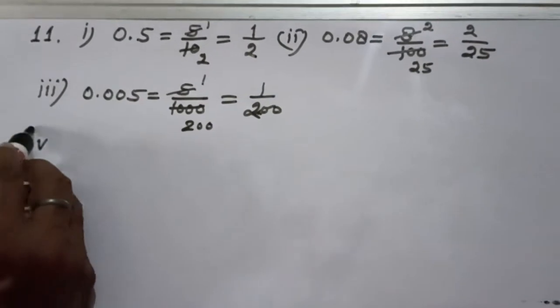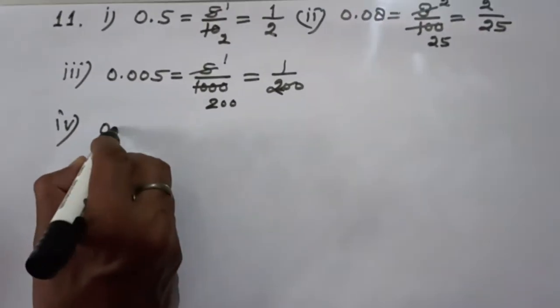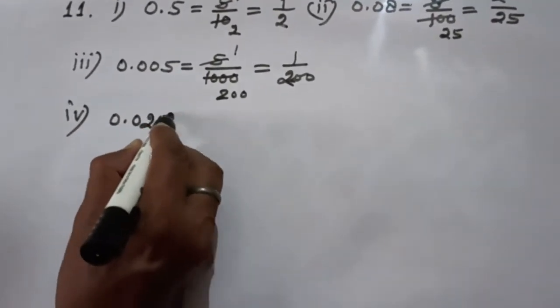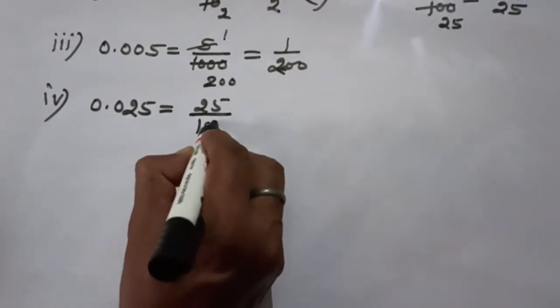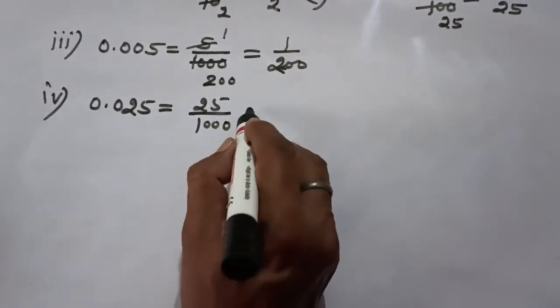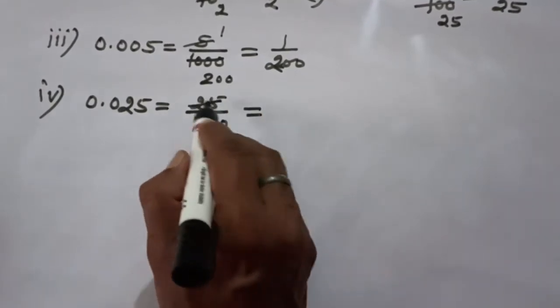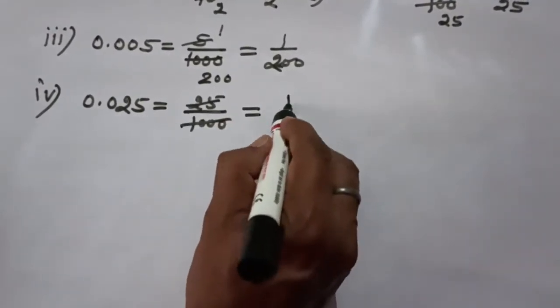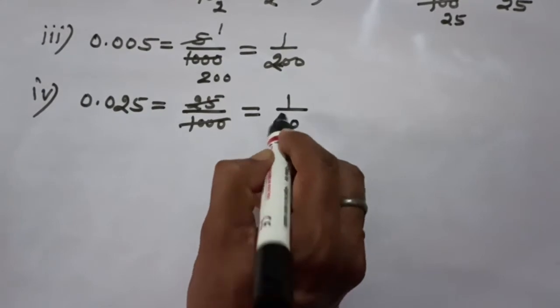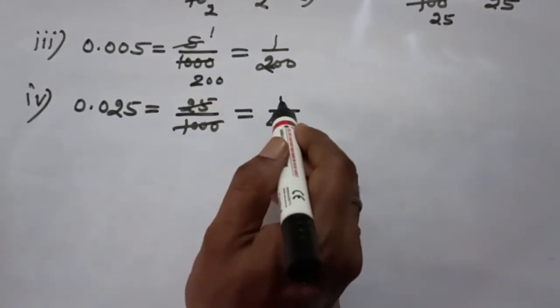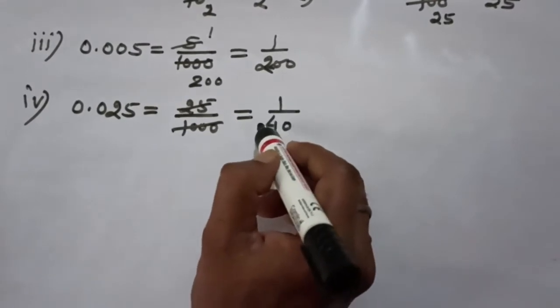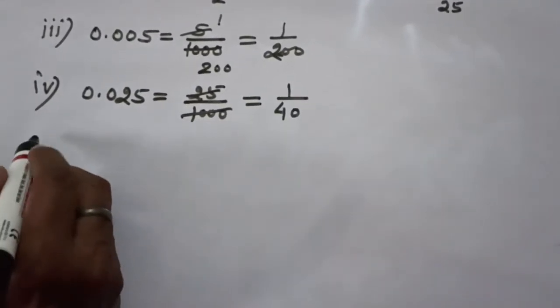Fourth part, 0.025 means 25 upon 1000, and this is 25 ones are 25, 25 fours are 100, or you can simplify by 5 and ultimately you will get 1 upon 40.